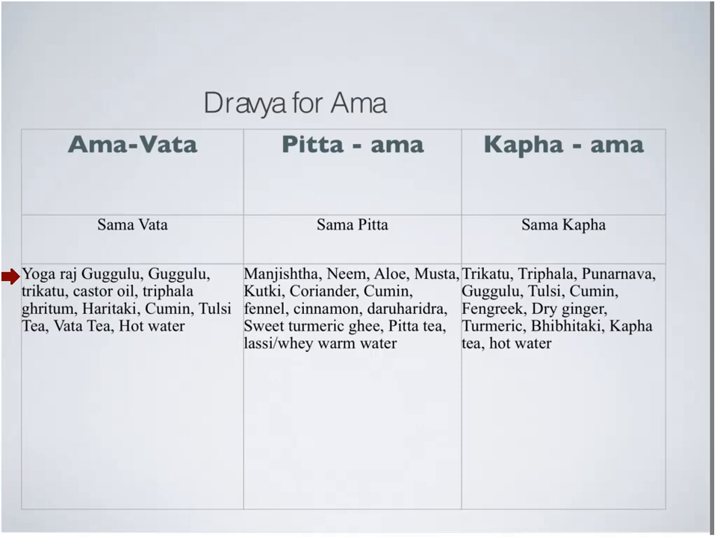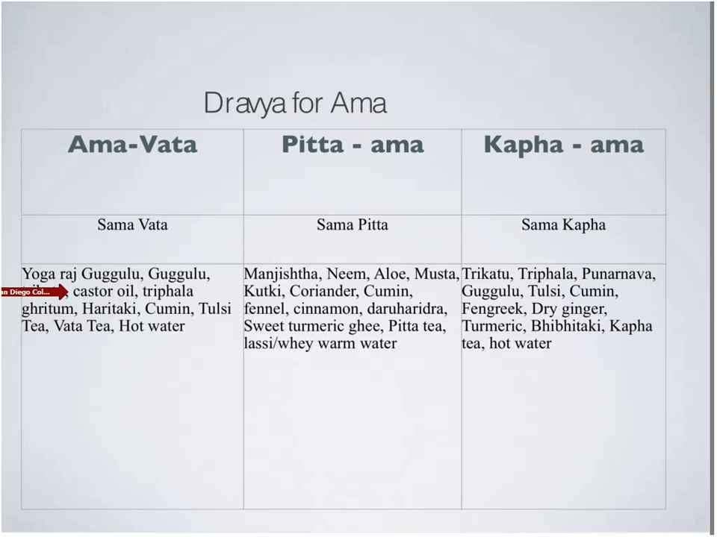But I would even say that a lot of other therapies are needed to get the Ama from these deep tissues. And why is it Guggulu? Guggulu works on Meda Dhatu. But if there is a problem in Meda Dhatu, that's why there's a problem in Asthi Dhatu. So Samavata Guggulu is very, very important. Then Trikatu can also be given, castor oil.